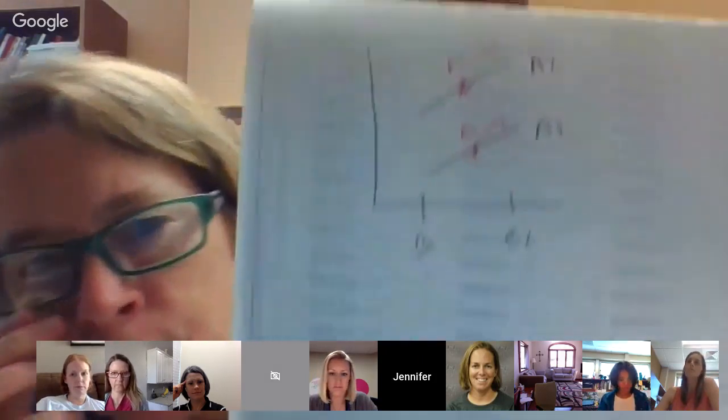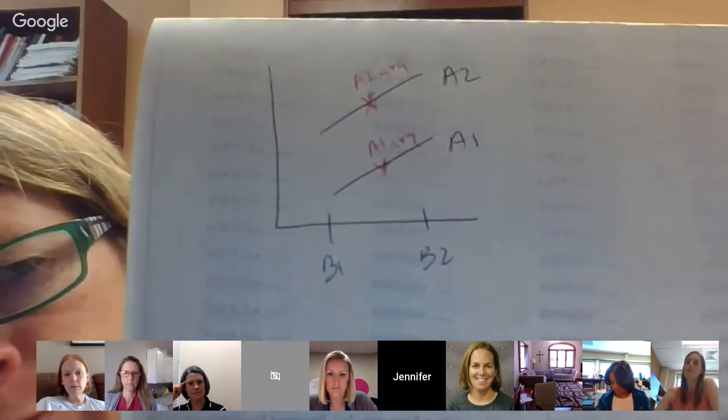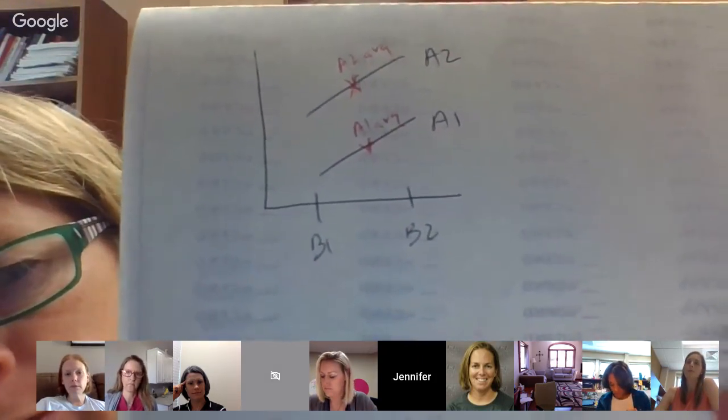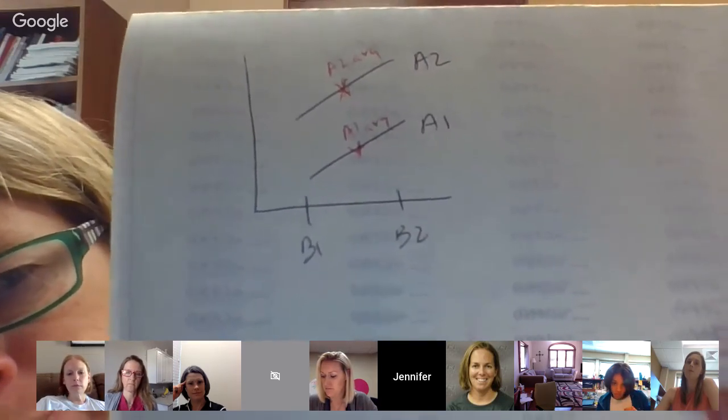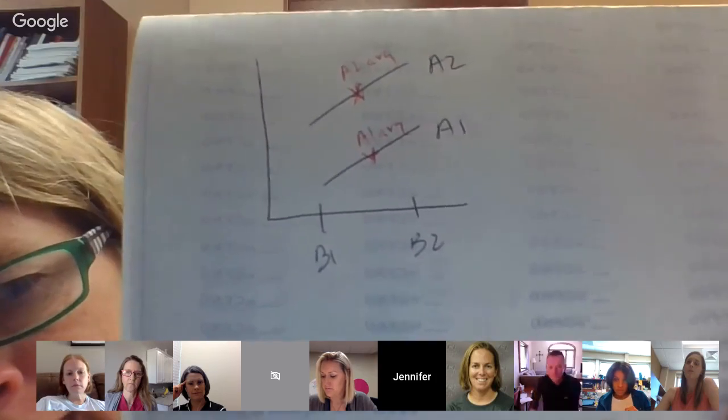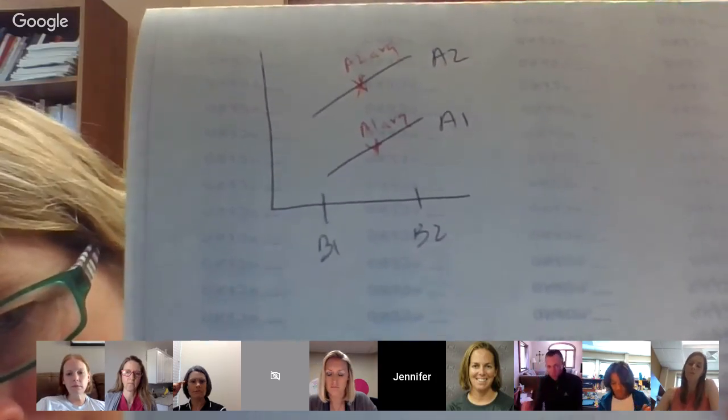If I were to calculate the average for A1 and the average for A2, it would be somewhere between those values, right? So if I ignore B, then you can see that the average for A2 is always above the average for A1.